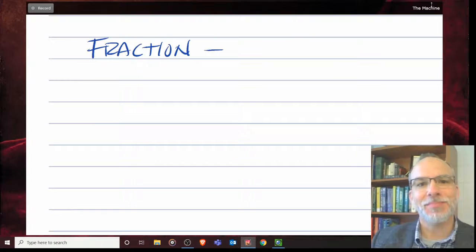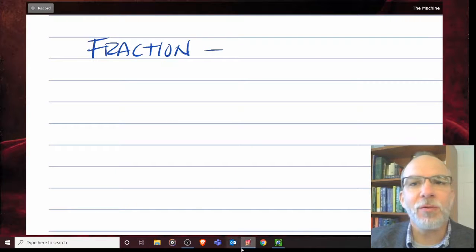That would be fractions. But I want to connect it immediately to some algebra concepts. I think sometimes there's too long of a delay between the time of learning fractions and then using fractions in algebra. So get some lined notebook paper and let's get started.